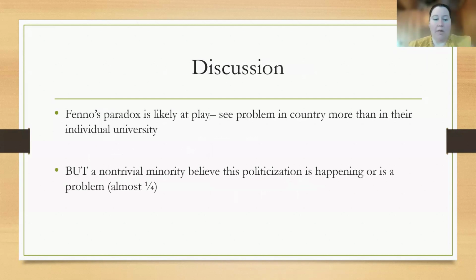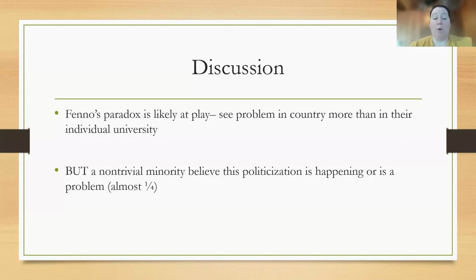more towards the left. So big picture good news is that Fenno's paradox is probably at play here. This is showing that students tend to have a bigger problem with the US in general, and the higher education system, rather than what's happening at their own home university.